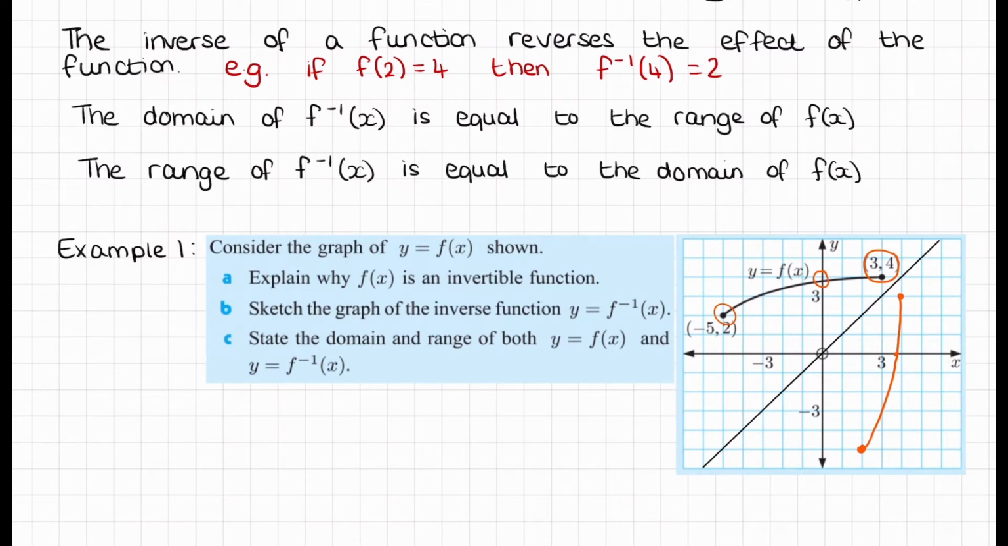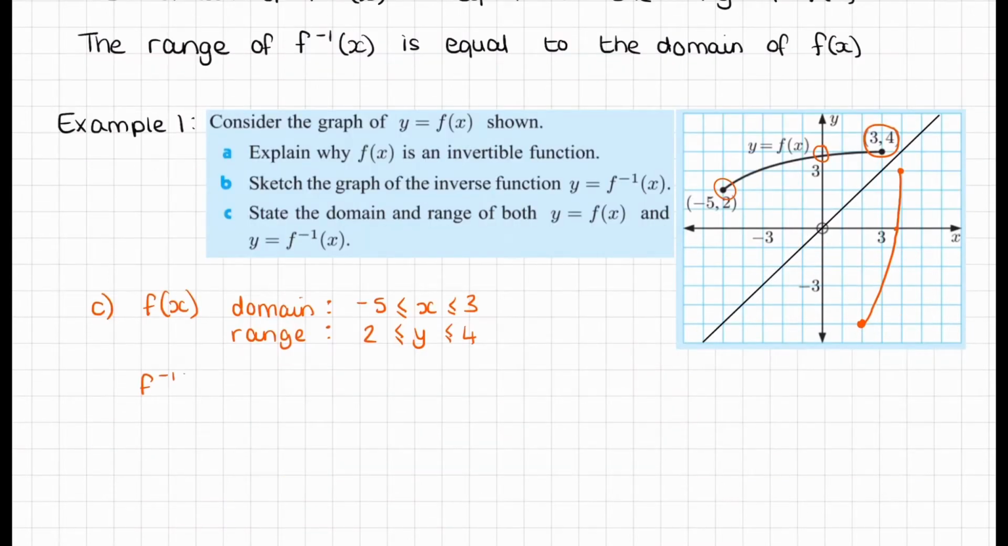Now, let's take the domain and range of both the original function and the inverse. Remember, the domain of our original function is all the possible x values, and our x values go from negative 5 to 3. Nice and easy. And the range is our possible y values, which go from 2 to 4. And then for the inverse, they are just switched around. If you look at the graph of our inverse, we can see that's the case.